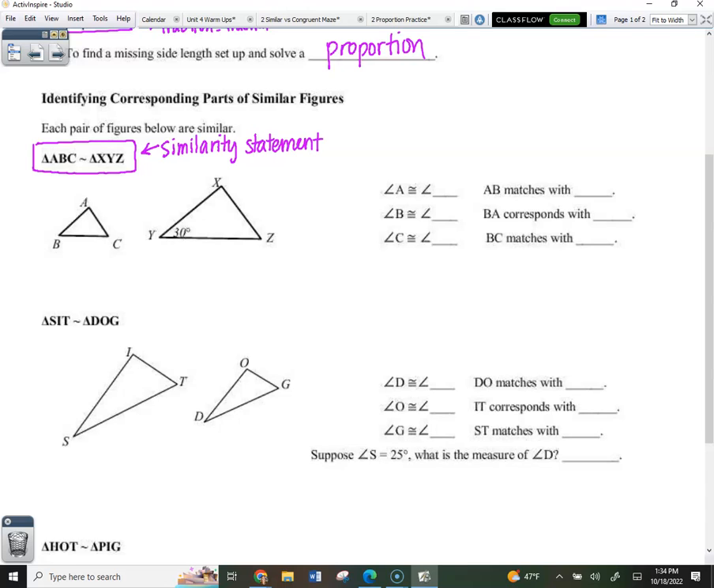This right here is a similarity statement. This is how you read it. Look with me. Remember, you can sit in a garage all day, that doesn't make you a car. You've got to think.